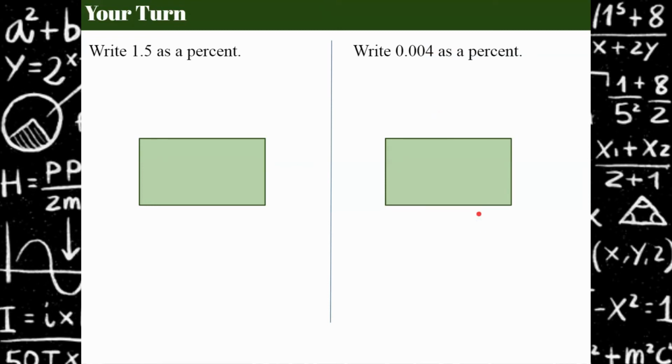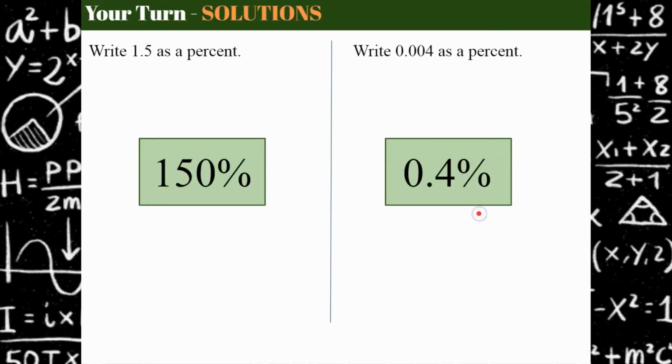Try these 2. Go ahead and pause. Welcome back. Let's see how you did. So here I had to add a digit. I'm going to add a 0 and move the decimal 2 places to the right and get 150%. Over here, 2 places to the right, 0.4%.